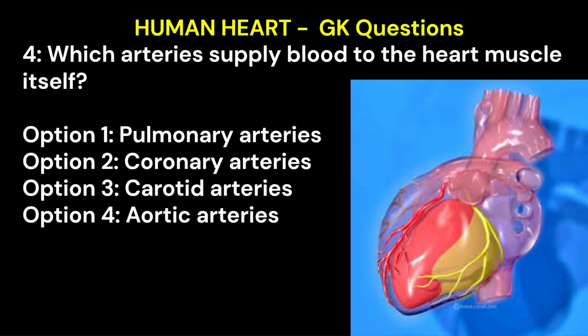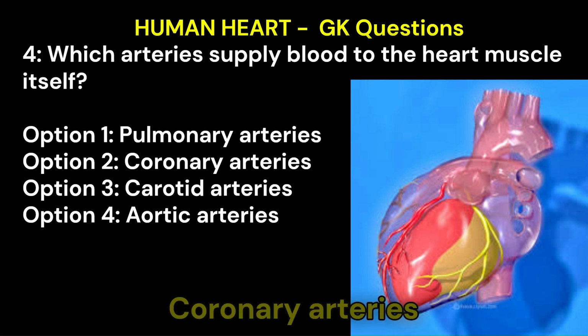Question number 4. Which arteries supply blood to the heart muscle itself? The options are Option 1, pulmonary arteries; Option 2, coronary arteries; Option 3, carotid arteries; Option 4, aortic arteries. The correct answer is coronary arteries.